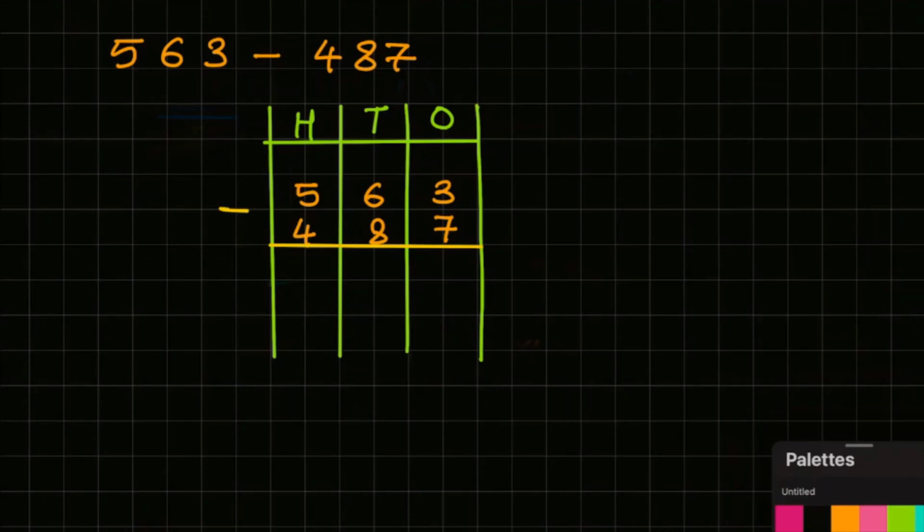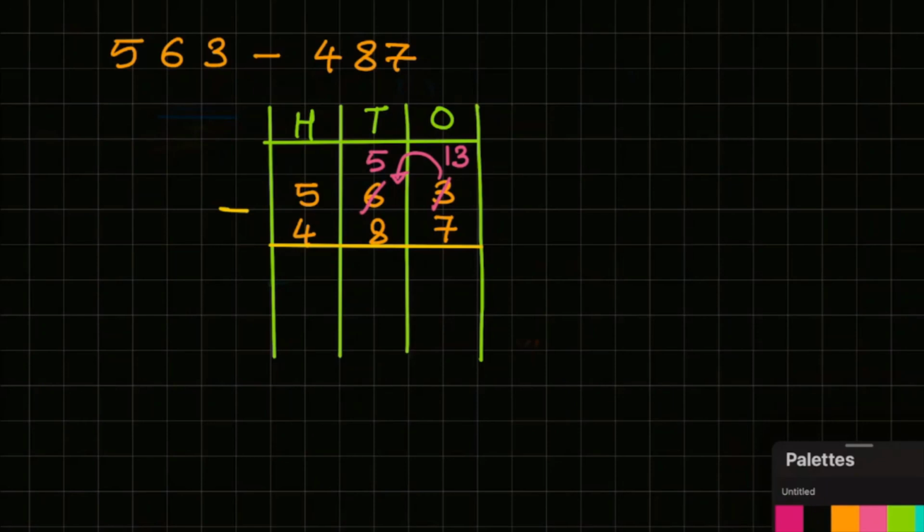Since 3 is a smaller number than 7, let's borrow one from 6, and 6 will become 5. This 3 will become 13, right? So let's do this subtraction first. And now 13 take away 7.